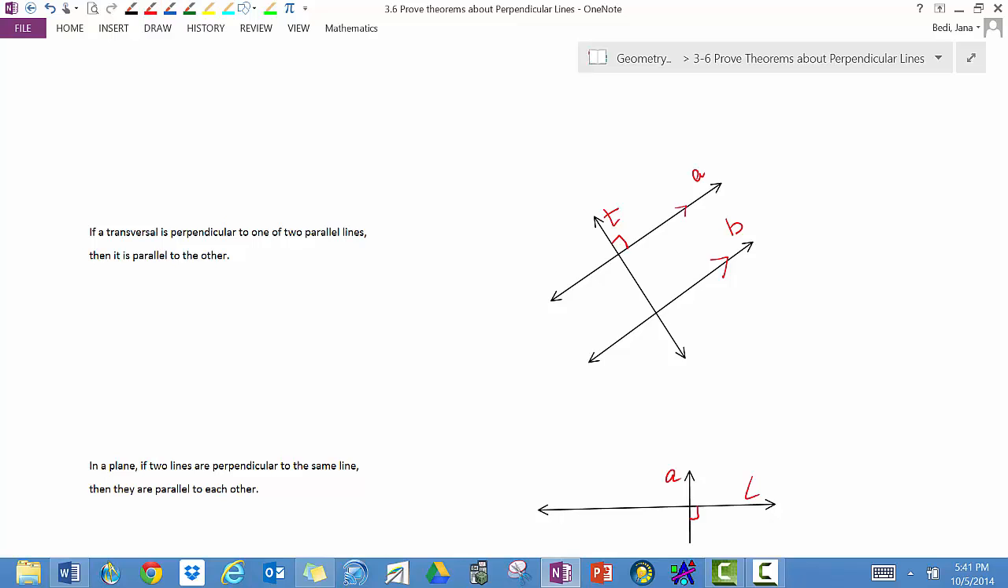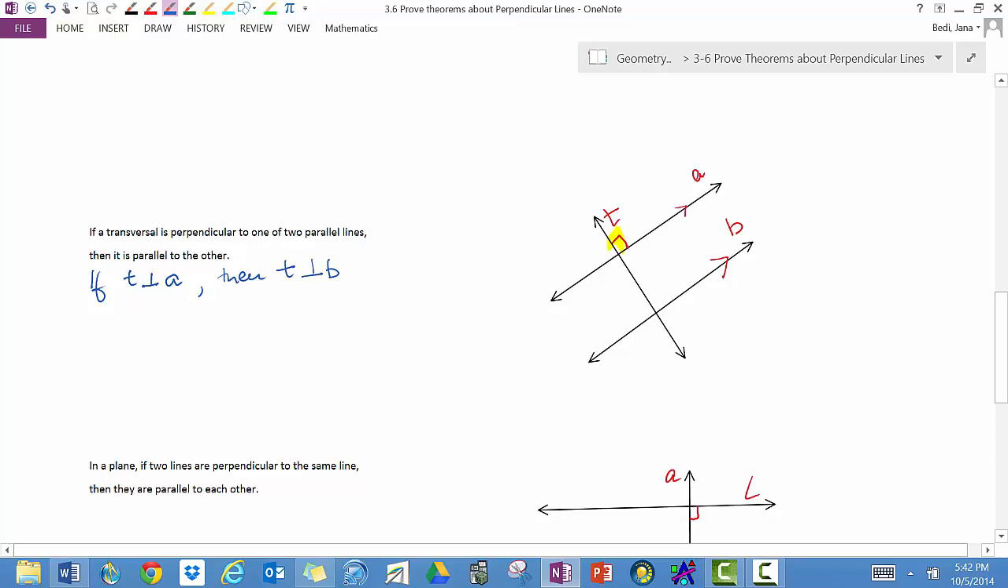If a transversal is perpendicular to one of the two parallel lines, so here in this diagram you see that transversal T is perpendicular to line A, then it will also be perpendicular to line B. So we'll say if T is perpendicular to A, which happens to be parallel to B, then T is perpendicular to B.